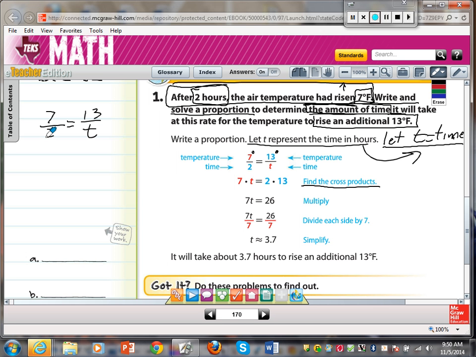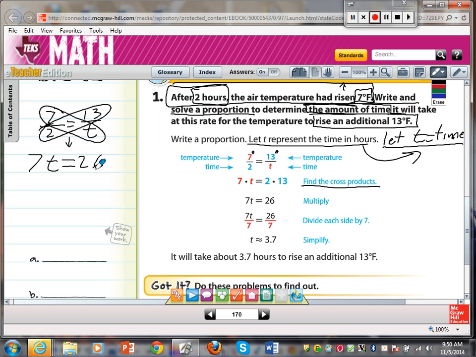Now, if we use the cross product, we're going to multiply AD, remember? 7 times T. Well, since we don't know the value of T, all you can do is just combine them. 7 times T is just 7 times T. Then you bring down your equal sign, just like we do with cross products. And now you do your other cross product, B over C. Well, in this one, you actually get to multiply something. 2 times 13 happens to be 26.